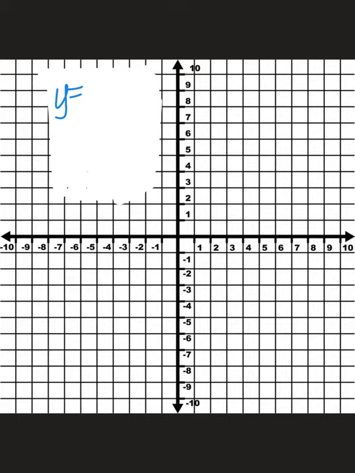Everyone's body should be facing the front, please. Thank you. We're going to graph this.